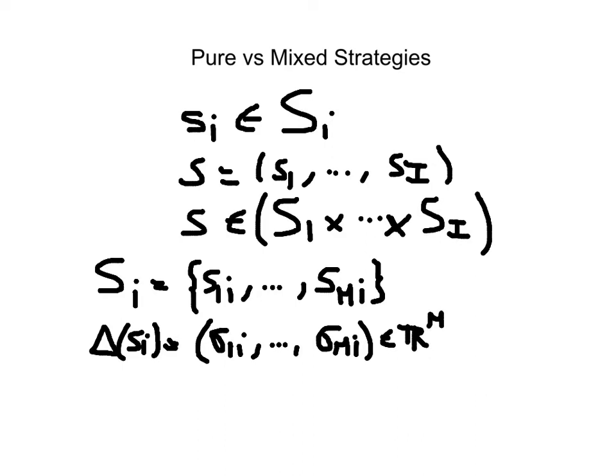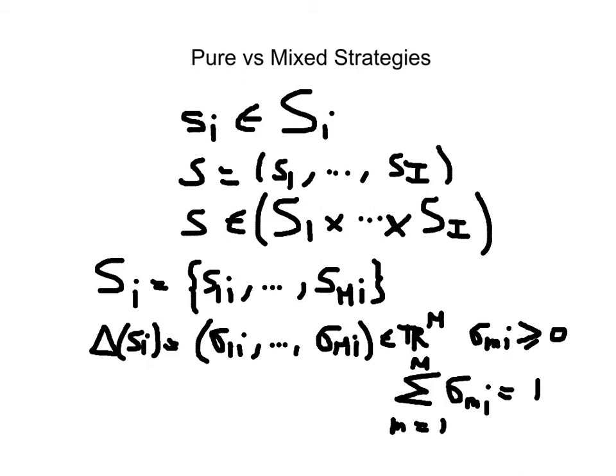Now, of course, because these are probabilities, every element here is non-negative for all m and must add up to 1. All right, so if I add up these probabilities, of course, they add up to 1. And I guess I should define this like this. This simplex has a name. It's actually called the mixed extension of capital S_i.